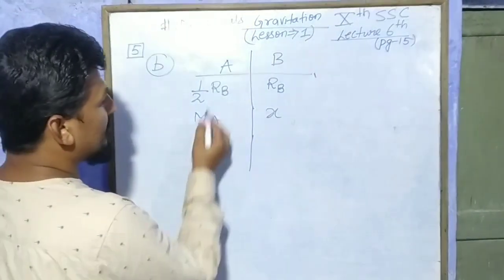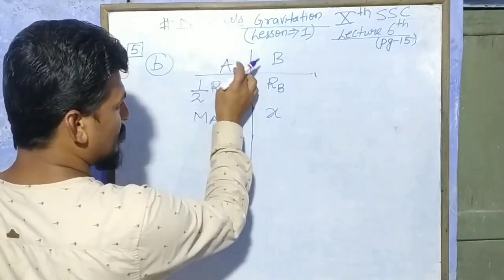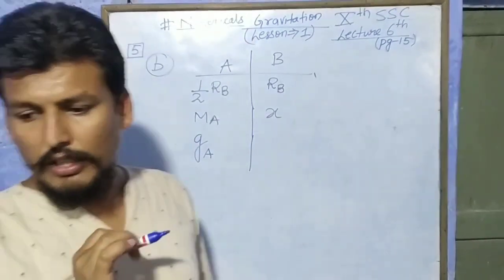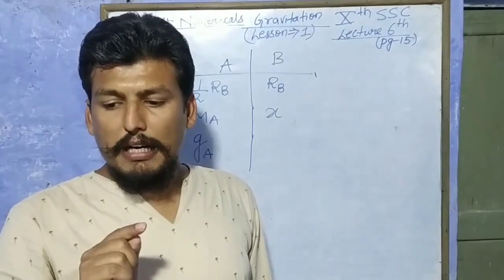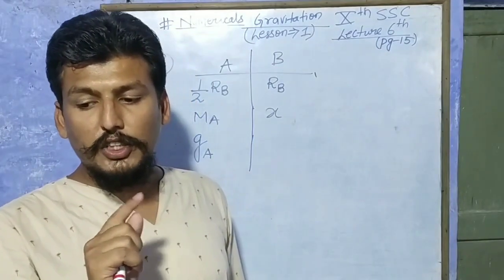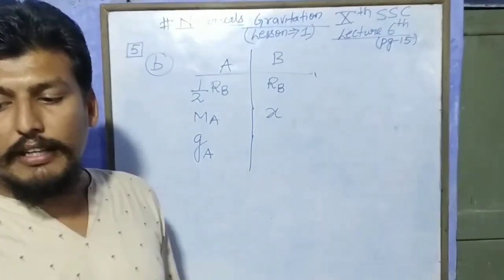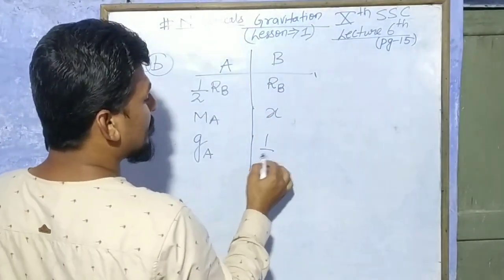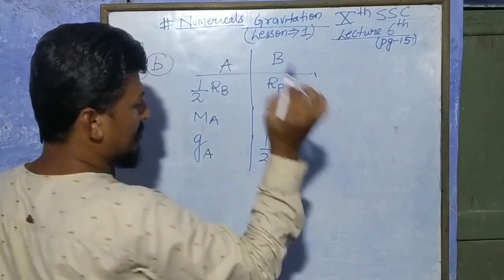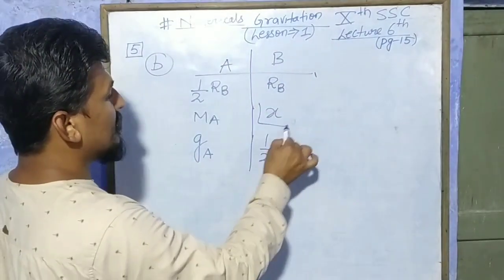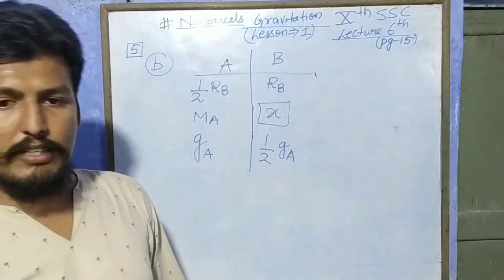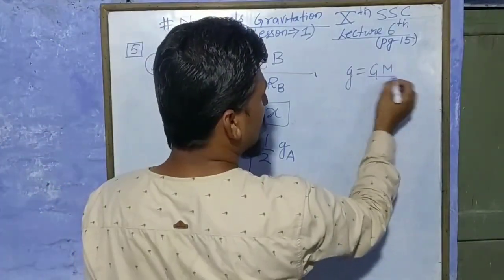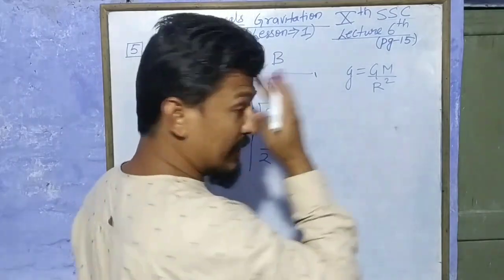Means the value of acceleration due to gravity on A is GA. The condition is: what must be the mass of B so that the value of g on B is half that of the value on A? Means the acceleration due to gravity on B is half of GA. Now you have to find the value of X. Now take g equal to GM by R square. This is the generic formula.